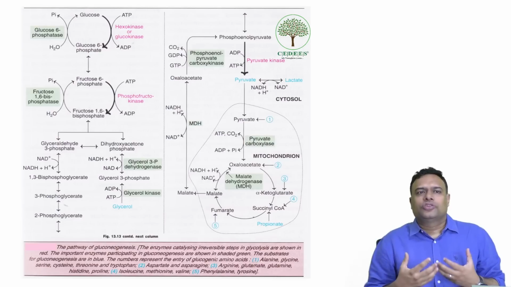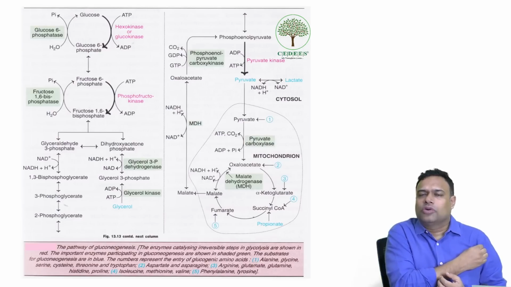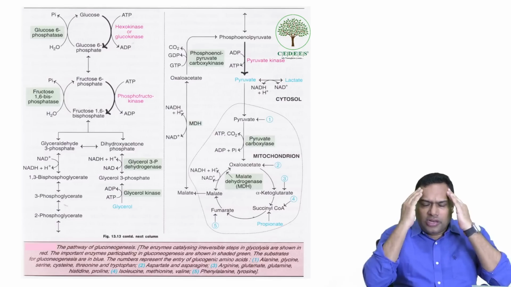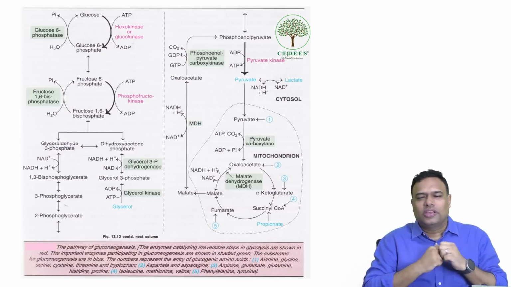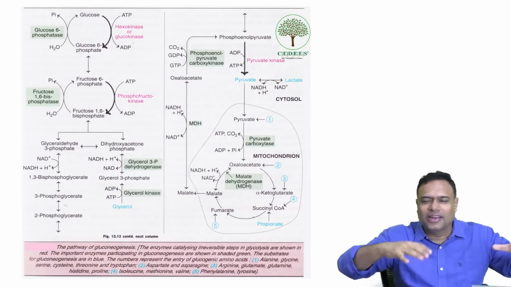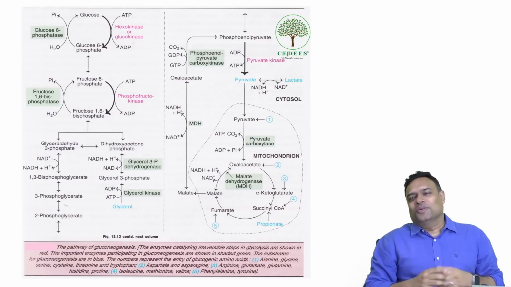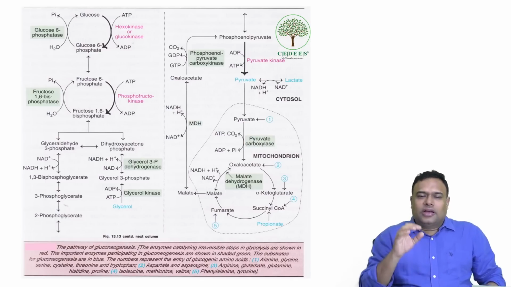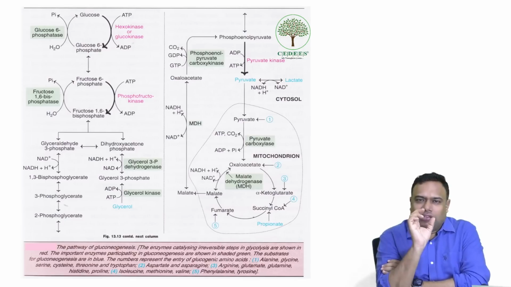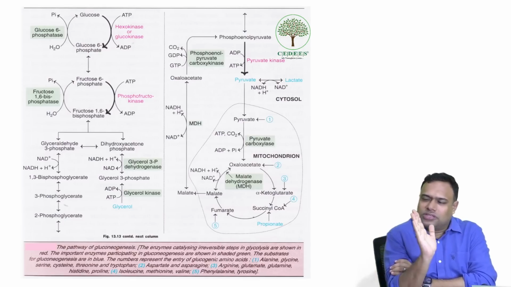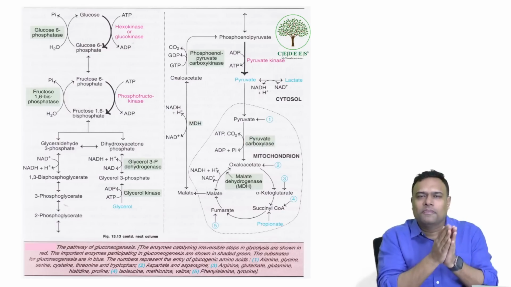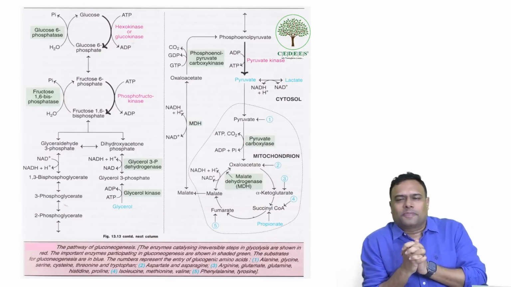Gluconeogenesis is the formation of glucose from non-carbohydrate sources, right? Your brain needs just glucose. So the body uses whatever is available in and around to convert it and form glucose. Now if you see glycolysis, there are only 3 irreversible steps. So these 3 irreversible steps are overcome and you have glucose over there, right?